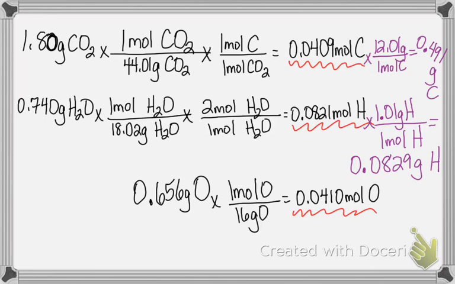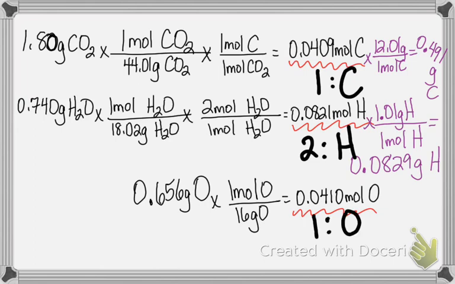What's 0.0409 divided by 0.0409? 1. There's 1 carbon. What's 0.0821 divided by 0.0409? 2. There's 2 hydrogens. What's 0.0410 divided by 0.0409? 1. There's 1 oxygen. What is the empirical formula? CH2O.